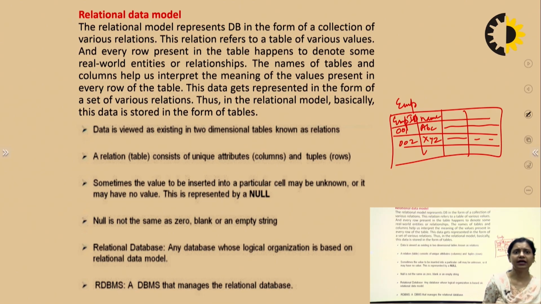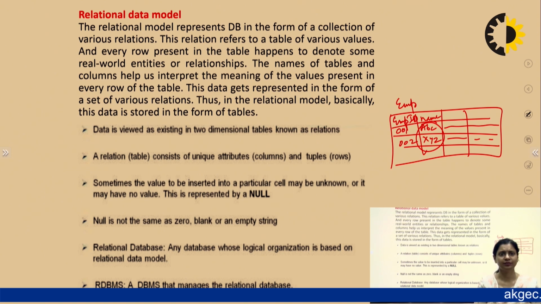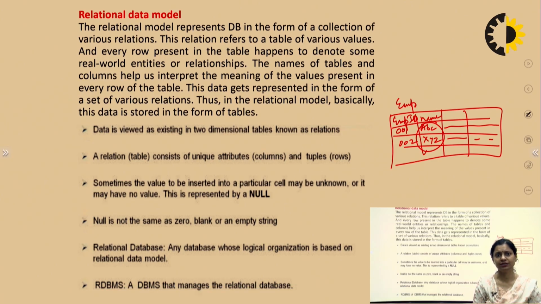So this is a relational model where we are storing the data in the form of rows and columns, and they represent real-world entities. This is not something which does not exist in the world. These are things which already exist in the world, but we are storing them in the form of tables. This relation refers to a table of various values, and every row present in the table denotes some real-world entities or relationships.